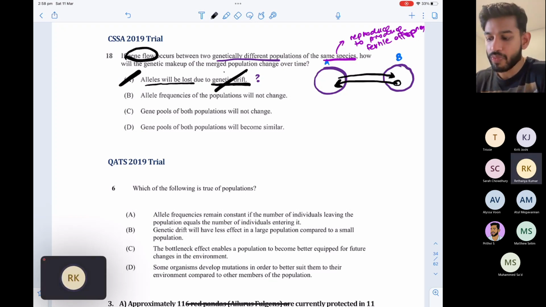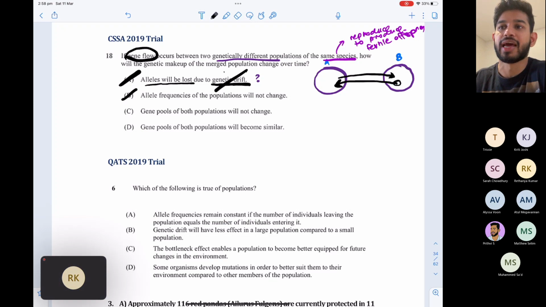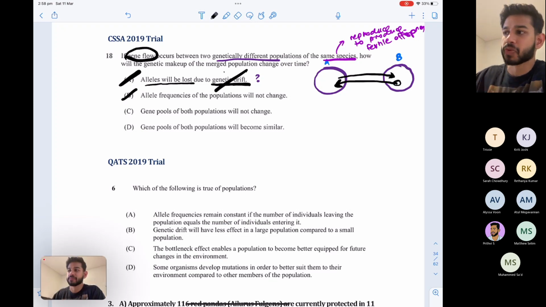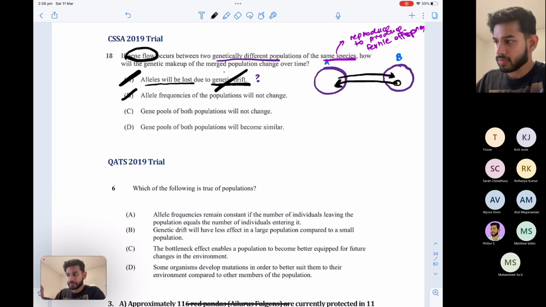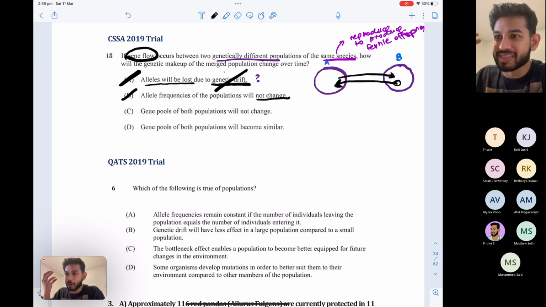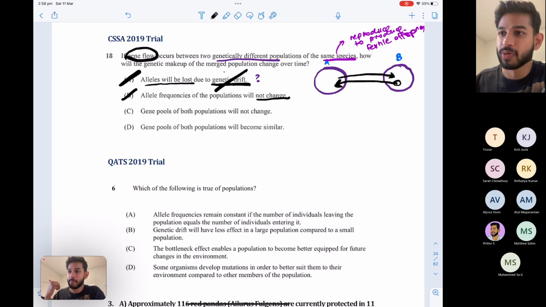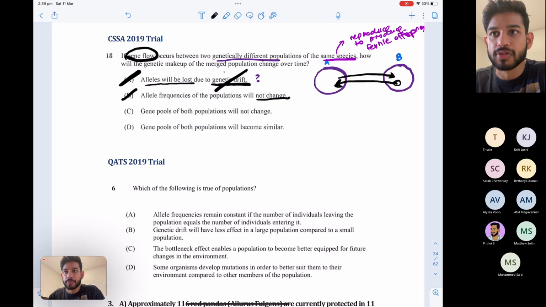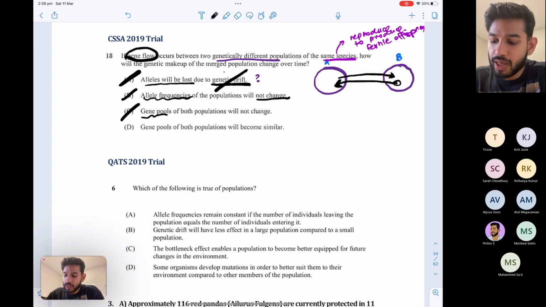I don't think B is correct. Good. We clearly said A and B have different allele frequencies. So when organisms of B move to A, that further changes the allele frequency, right? So the point that they're not going to change is silly. The very dot point says gene flow is an example of how you change gene pools or allele frequencies. Next, the gene pools of the populations will not change. Of course, again, allele frequencies and gene pools are almost synonymous, right?